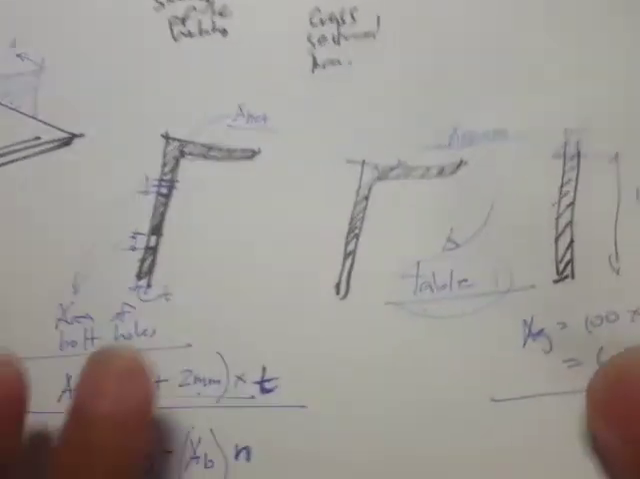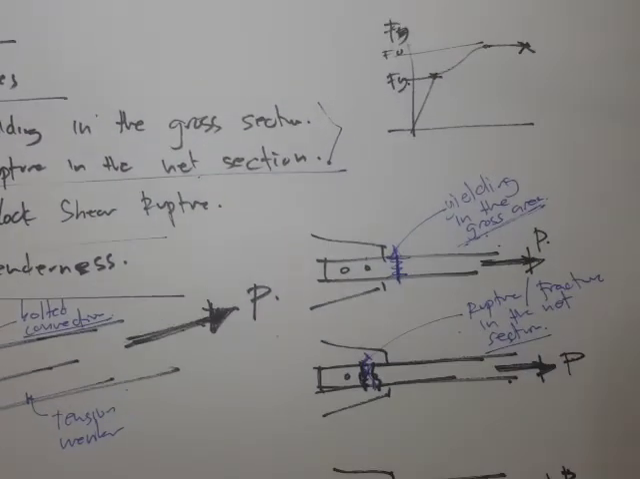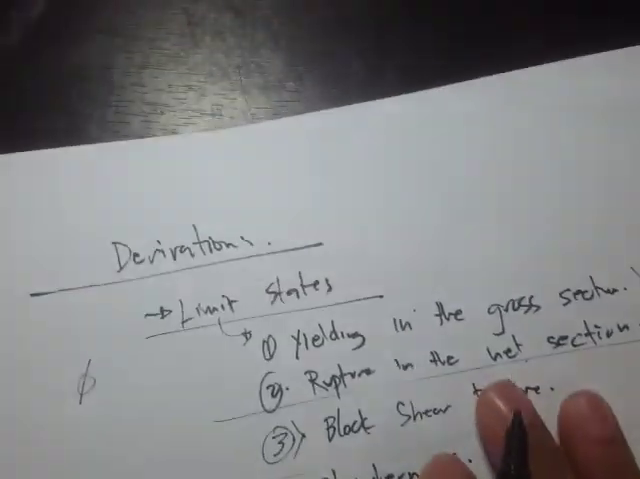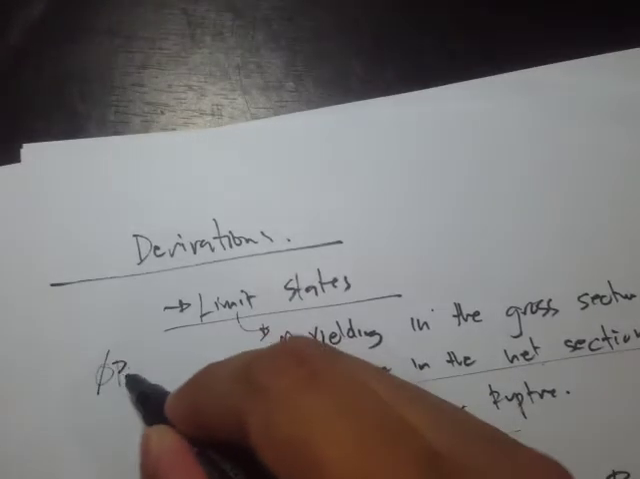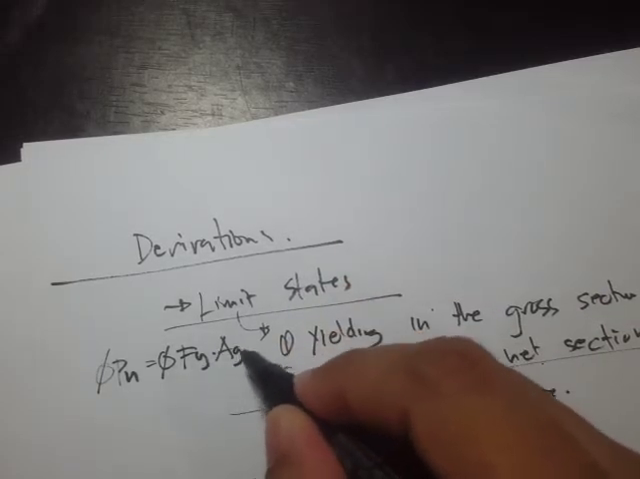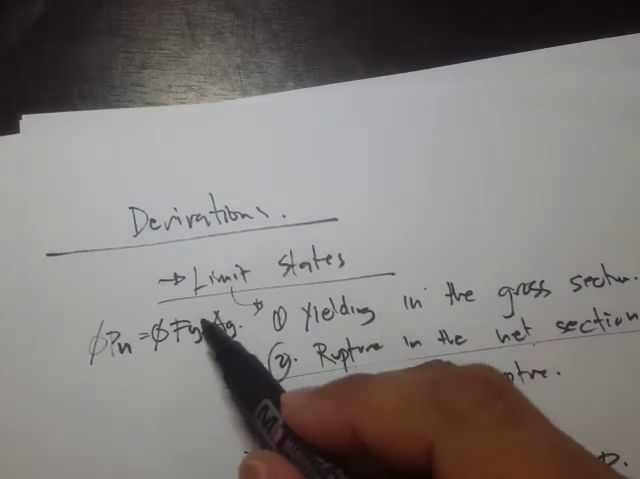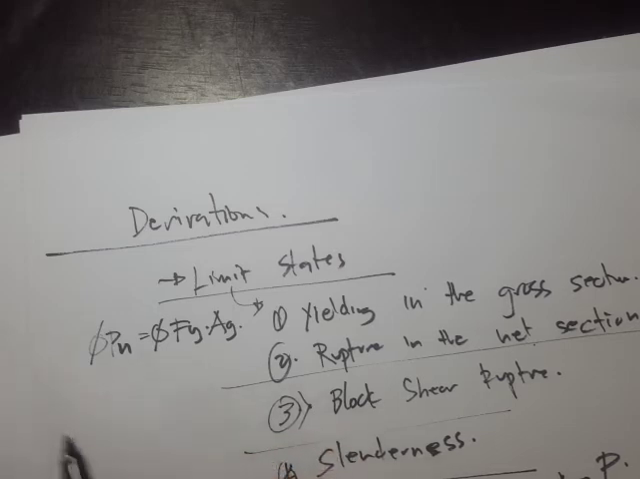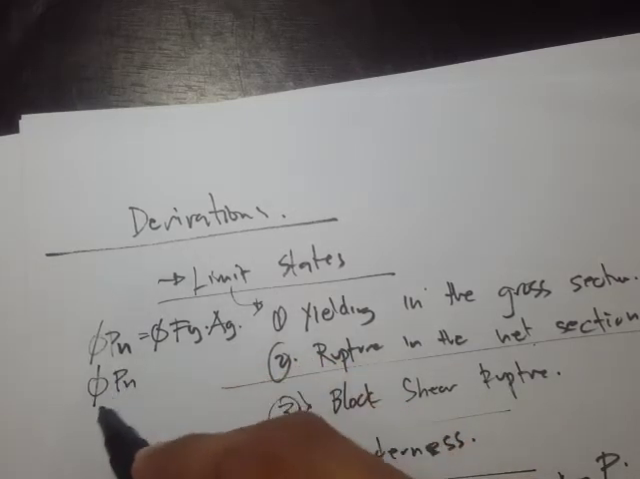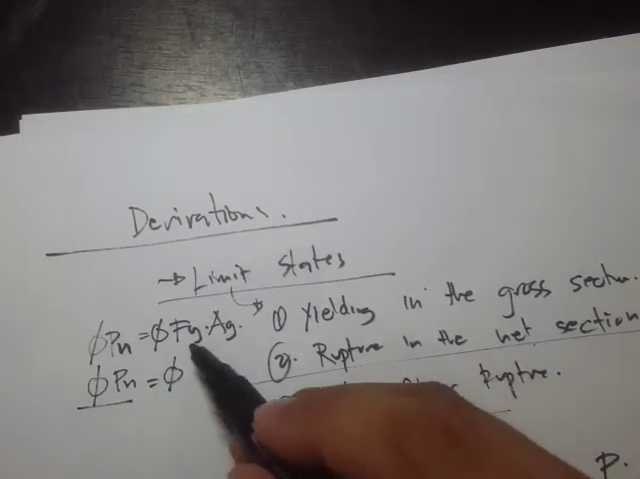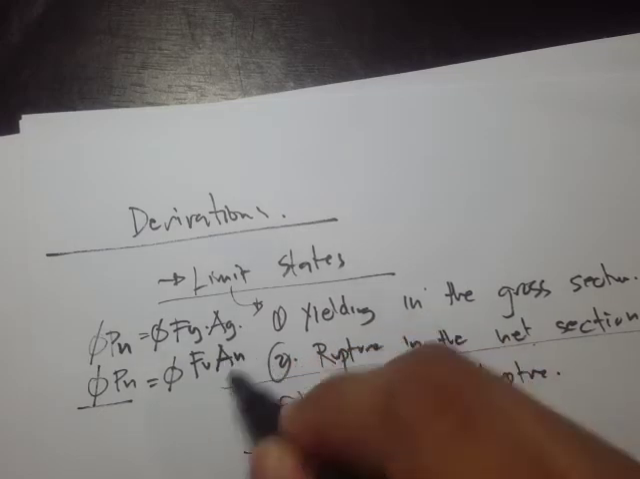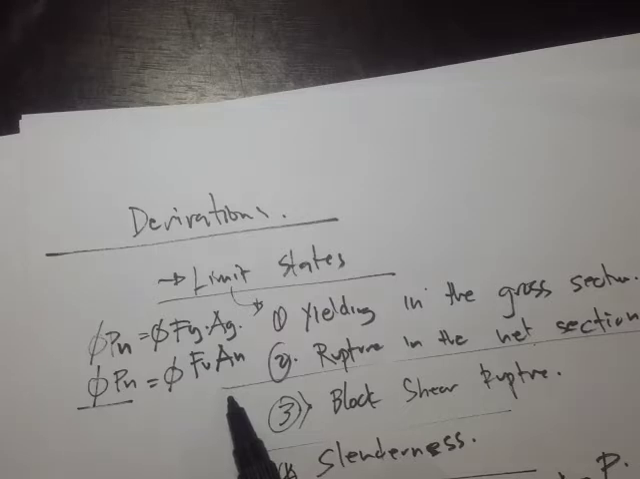Now let's go back to the yielding in the cross-section. For the yielding in the cross-section, our equation is the factored capacity P sub n, equal to the reduction factor times Fy times the gross area Ag. That's how we're going to evaluate the capacity. For the rupture in the net section, the factored capacity is equal to the reduction factor times the ultimate strength, F sub u, times A sub n. That's the net section.